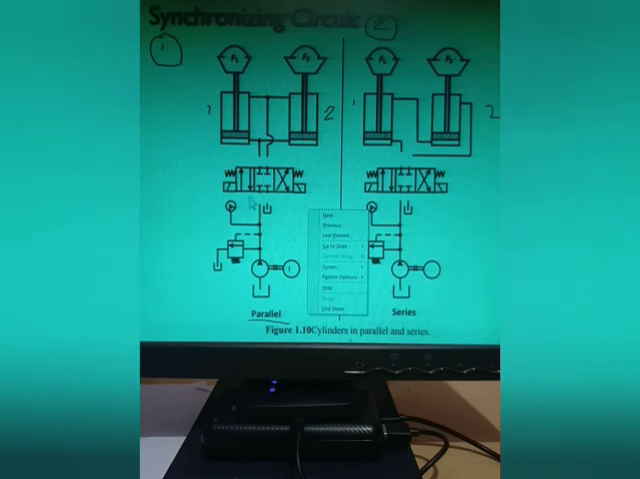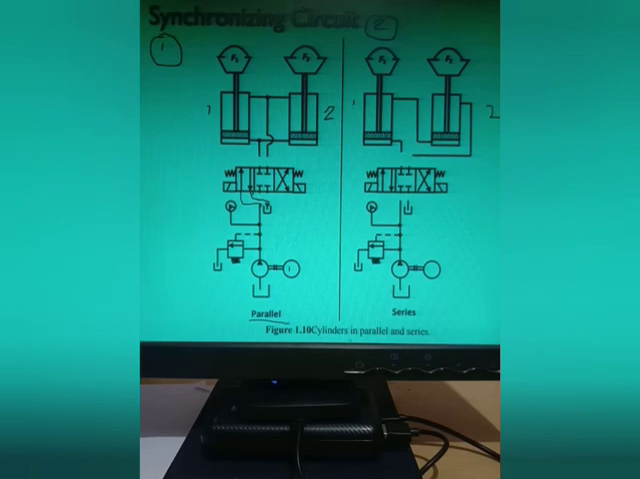Now what happens? Let us consider that I have set the direction control valve at position number 1. When the direction control valve is at position number 1, the pump will be connected to the A end of the actuator, and the B end of the actuator will be connected to the reservoir. So B and A will be connected.